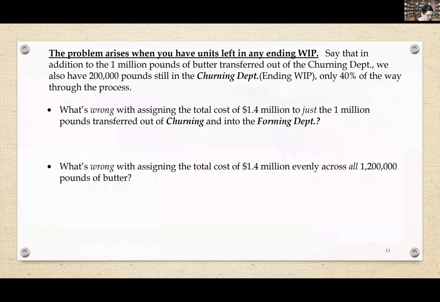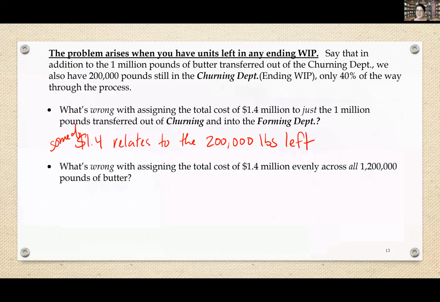Well, that would not accurately represent our cost, right? Because some of those costs at 1.4 million are to the 200,000 that we still have left. So if we allocated all of it, we would be overpricing the amount that's going out into our next department. So we can't put all of it there, because some of that 1.4 million relates to the 200,000 pounds left, right? So we don't want to assign that out.